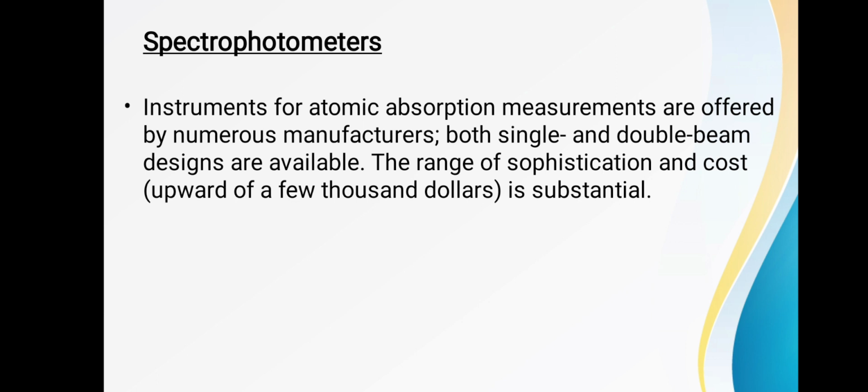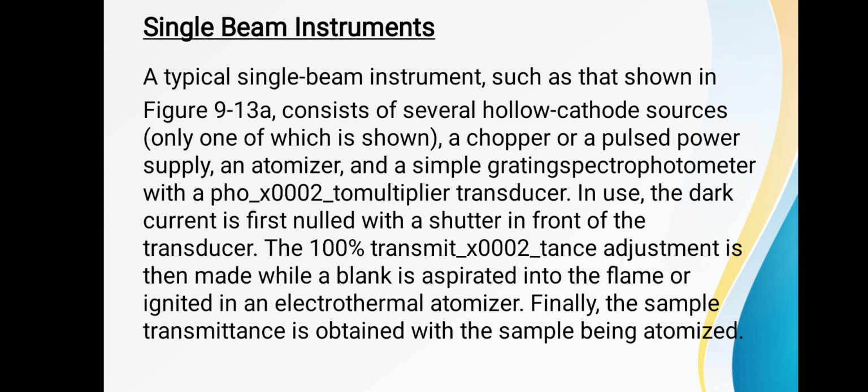Spectrophotometers. Instruments for atomic absorption measurements are offered by numerous manufacturers. Both single and double beam designs are available. The range of sophistication and cost is substantial. Single beam instruments. A single beam instrument such as that shown in the figure consists of several hollow cathode sources, a chopper or a pulsed power supply, an atomizer, and a simple grating spectrophotometer with a photomultiplier transducer.